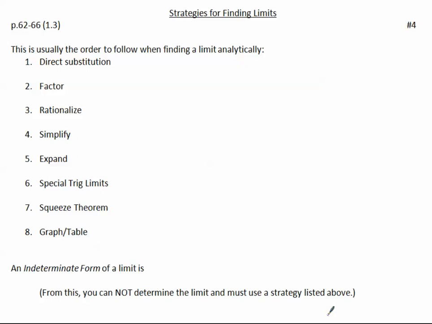In this part of 1.3, our objective is to develop and use a strategy for finding limits. We want to be able to evaluate limits by dividing out and rationalizing techniques. This is usually the order to follow when finding a limit analytically. First, we always try direct substitution. That's just a plug and chug method, meaning plug in a number, work it out, and if it works, great, we're done.